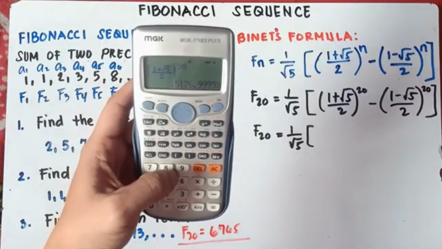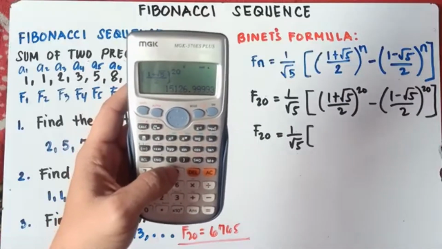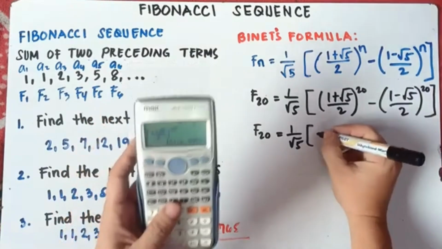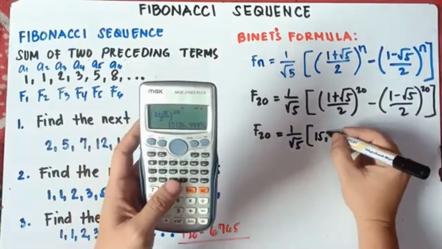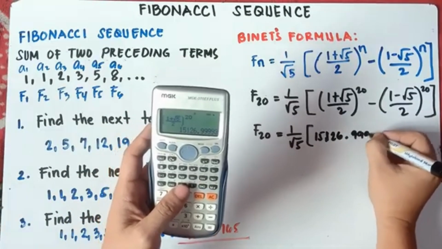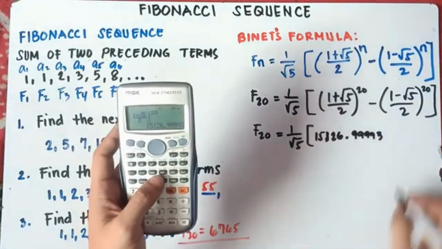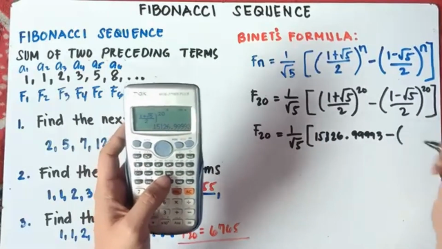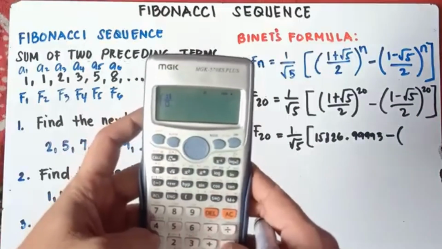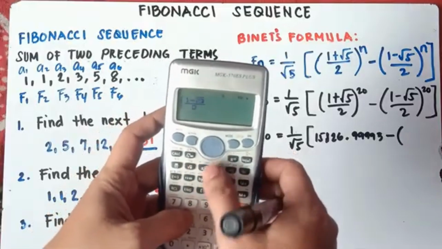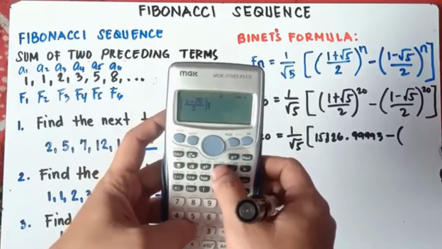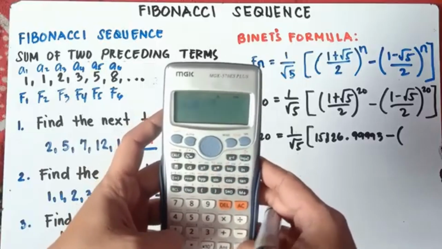15,126.99993. So you need to have 5 decimal places, class. 5 digits on the decimal for that, so that your answer will be near to exact. Okay, so this will be 15,126.99993. Alright, so minus the answer for this one. Close parenthesis, fraction 1 minus square root of 5 over 2. Then close parenthesis, raised to the power of 20.